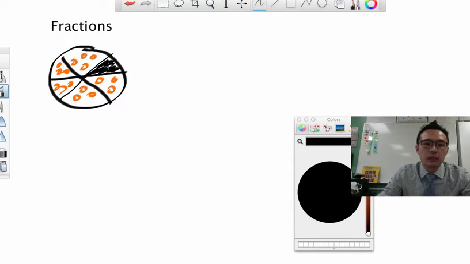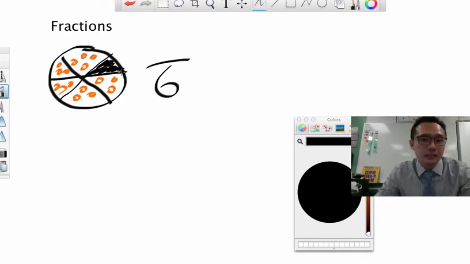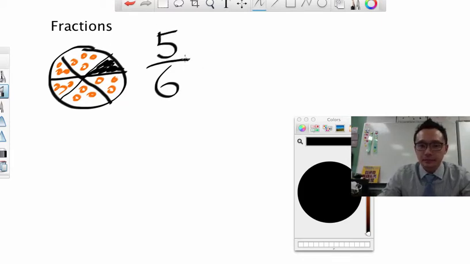If we were to put this in fractions, how many pieces in total do we have? If we count the number of pieces in total, we have 1, 2, 3, 4, 5, 6. We have 6 pieces. How many pieces of this pizza do we actually have to eat? That's 1, 2, 3, 4, 5. That's 5. One unique thing about fractions is that this line right here basically represents division.